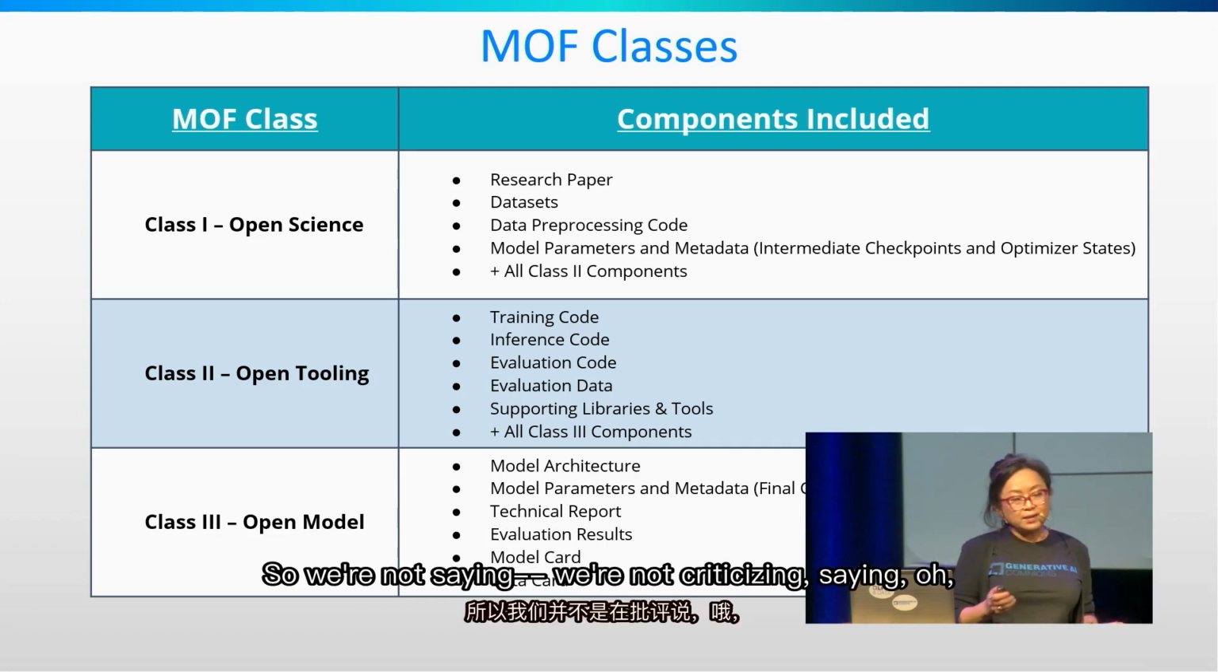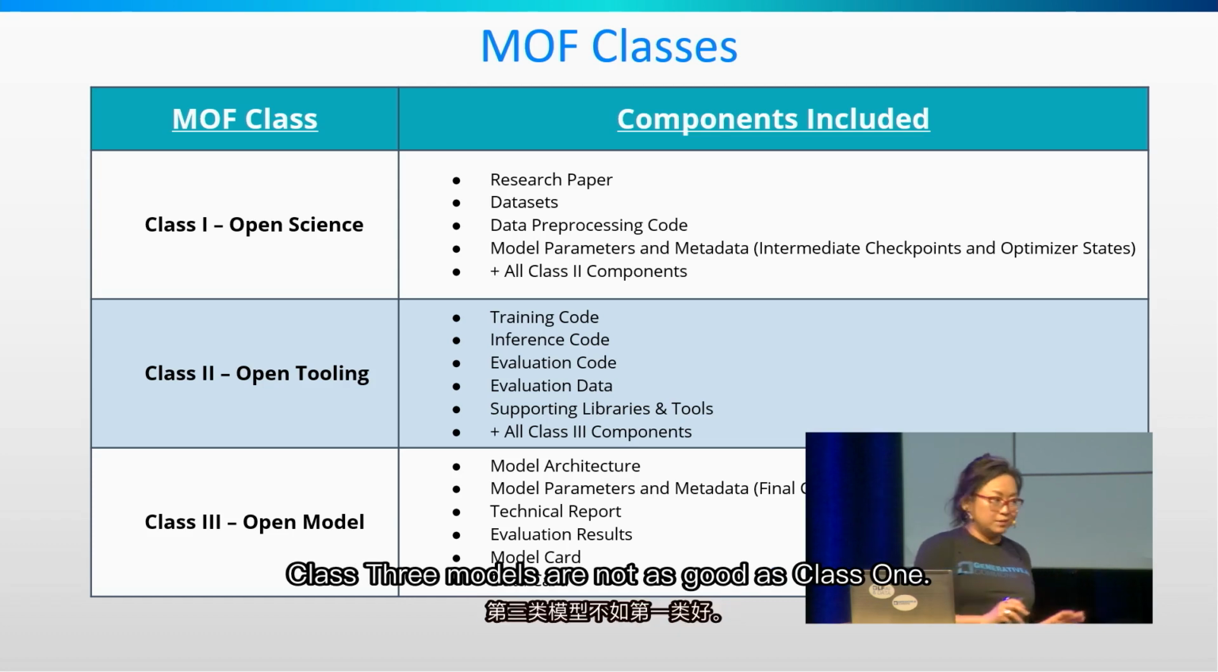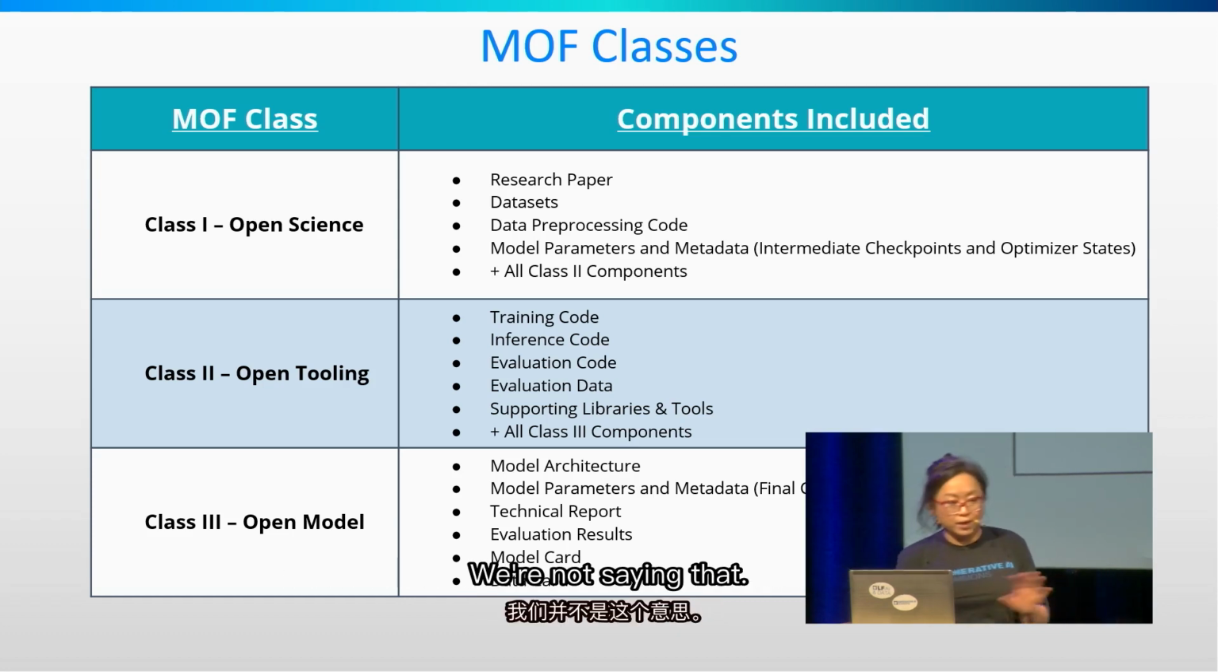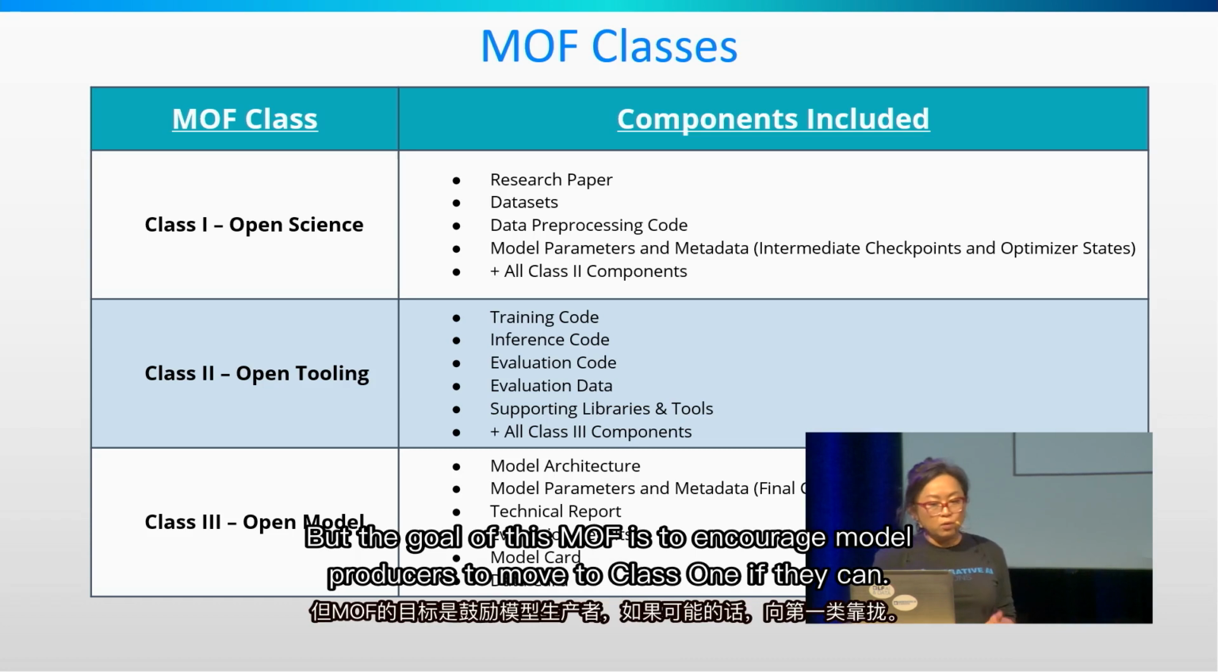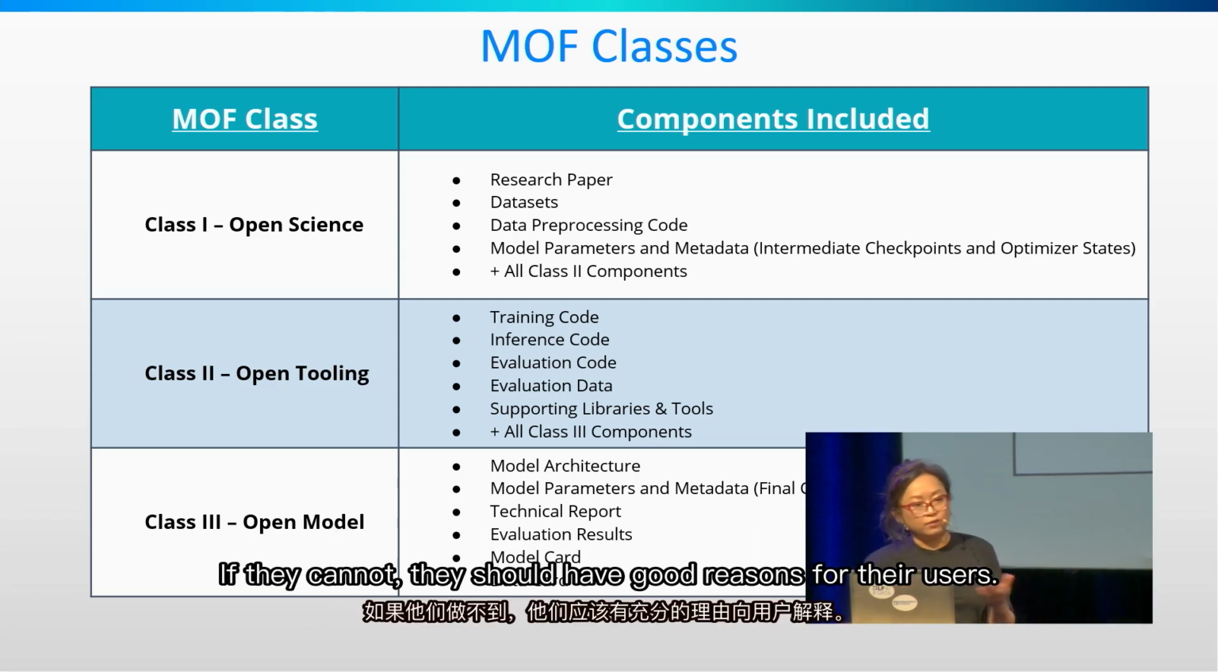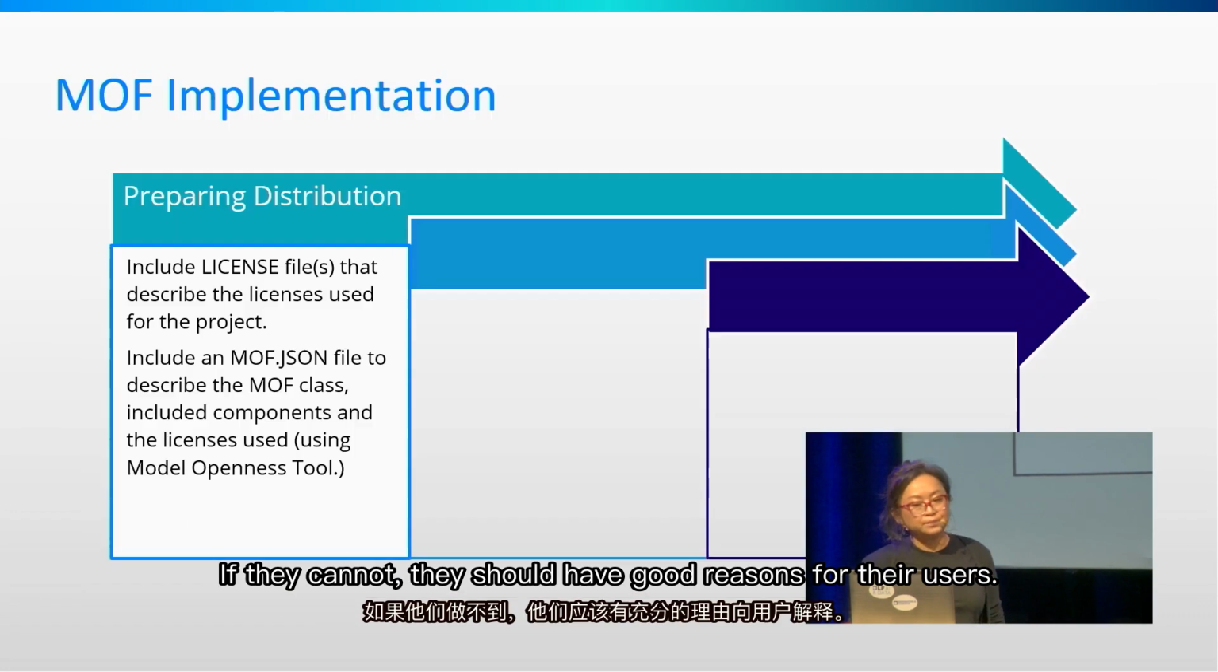So we're not criticizing, saying, oh, class three models are not as good as class one. We're not saying that. But the goal of this MOF is to encourage model producers to move to class one if they can. If they cannot, they should have good reasons for their users.